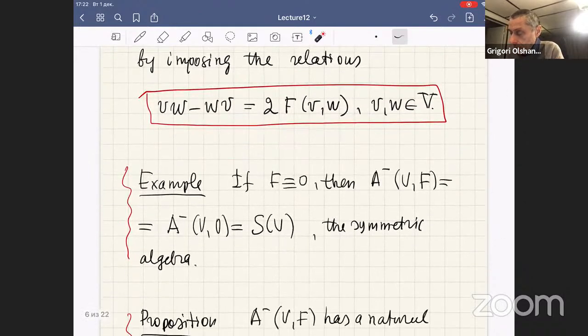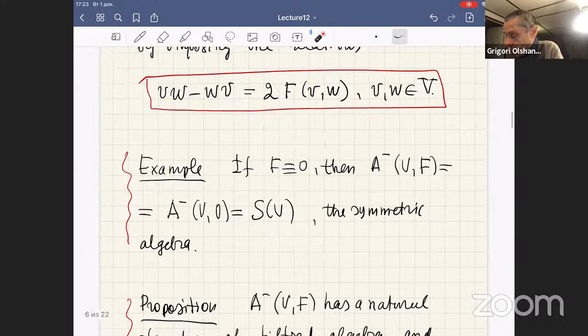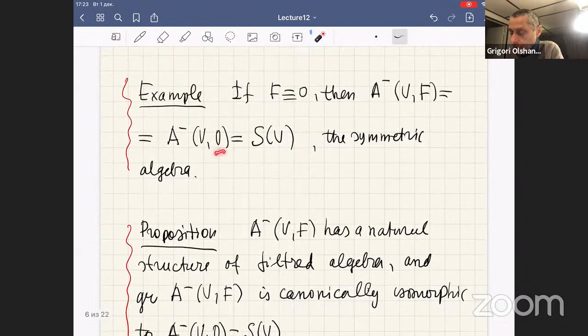Again, if our form is identically equal to 0, then we get not the exterior algebra, the Grassmann algebra, but we get the symmetric algebra, because in this situation the right-hand side is equal to 0, and our relation just means that our multiplication is commutative. So we get a free commutative algebra, which is the symmetric algebra. But this happens only in the trivial case when our form is 0.